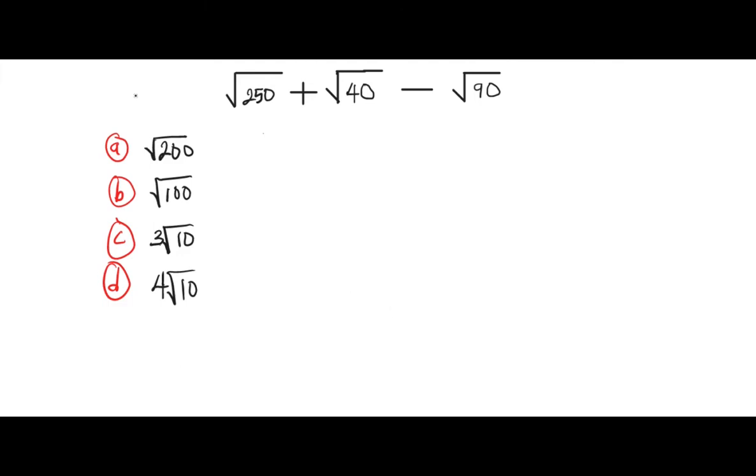So today we are going to solve this particular exam question. Here we have root of 250 plus root of 40 minus root of 90, and we have some options here. Option A is root 200, option B is root of 100, option C is 3 root 10, and the last option, option D, is 4 root 10. Which of these is the correct answer?